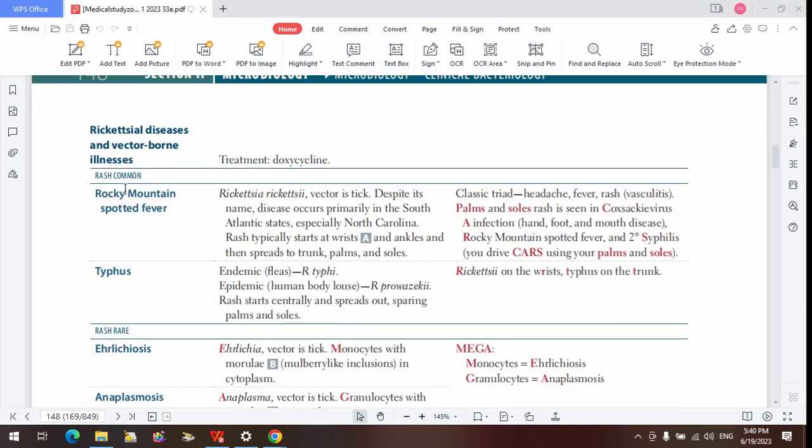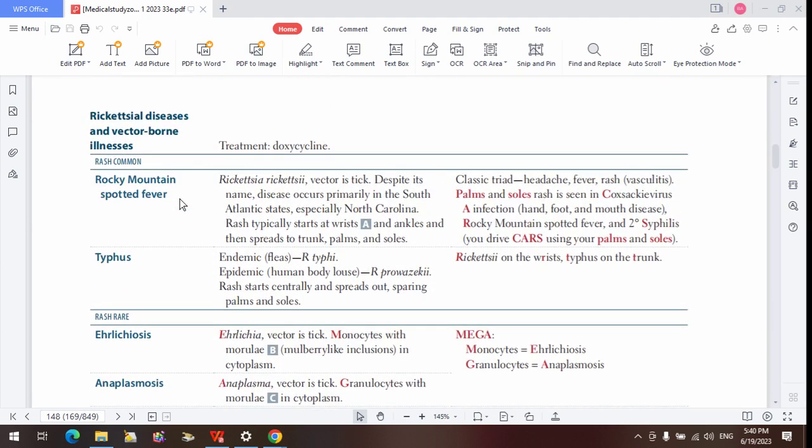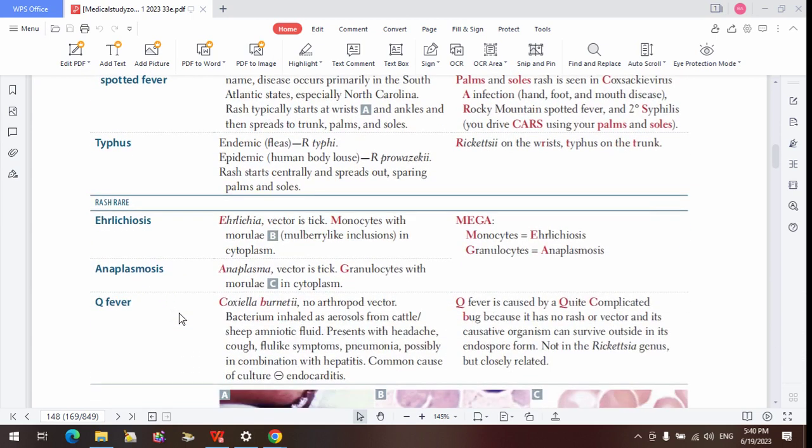So that's that about the main rickettsia. Those ones have rash that is common. What do you want to give them? Doxy. They are atypical organisms. You can see doxy is also working for them. Doxy. So the ones that are very similar to the rickettsia but don't commonly present with rash are ehrlichiosis, anaplasmosis, and Q fever.